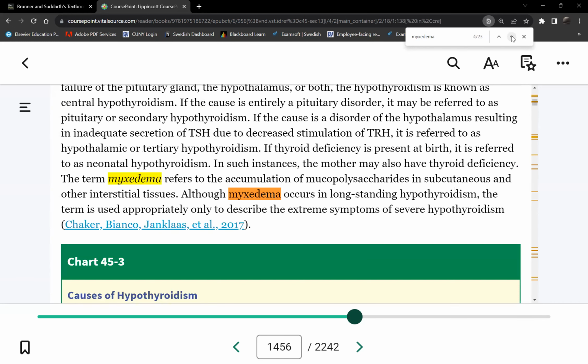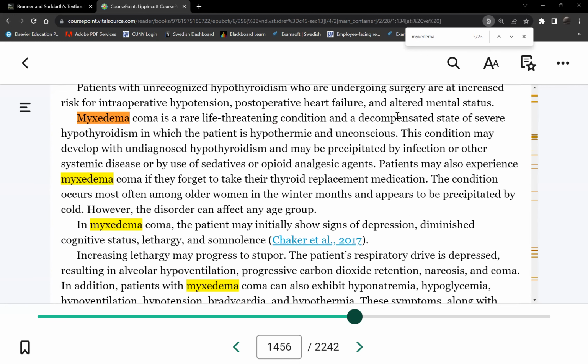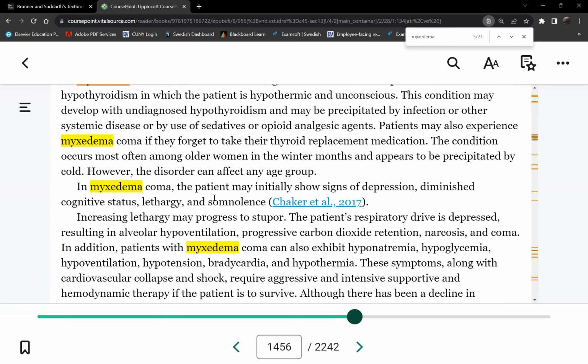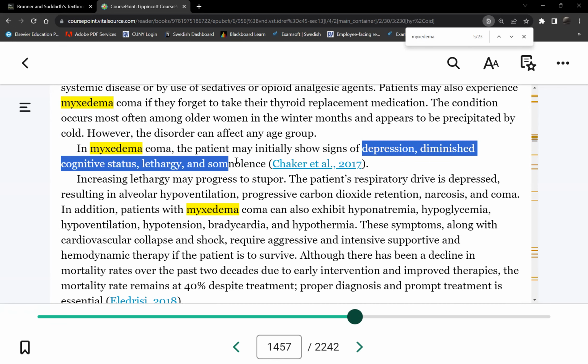Now, the same manifestations will be seen in myxedema. However, they will be in severe form. So here are the manifestations and management. The patient will eventually go into coma. First, they'll have depression, diminished cognitive status, meaning they'll have changes in mental status. They'll go from lethargic to somnolence to stupor, and then eventually coma.